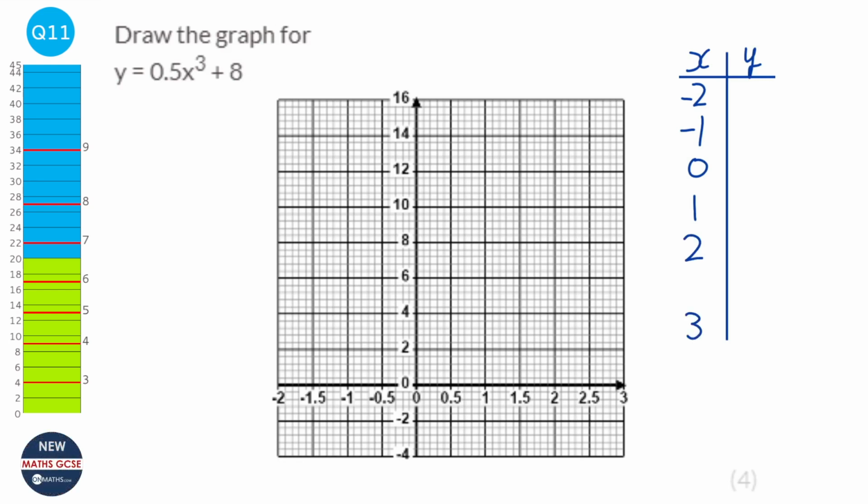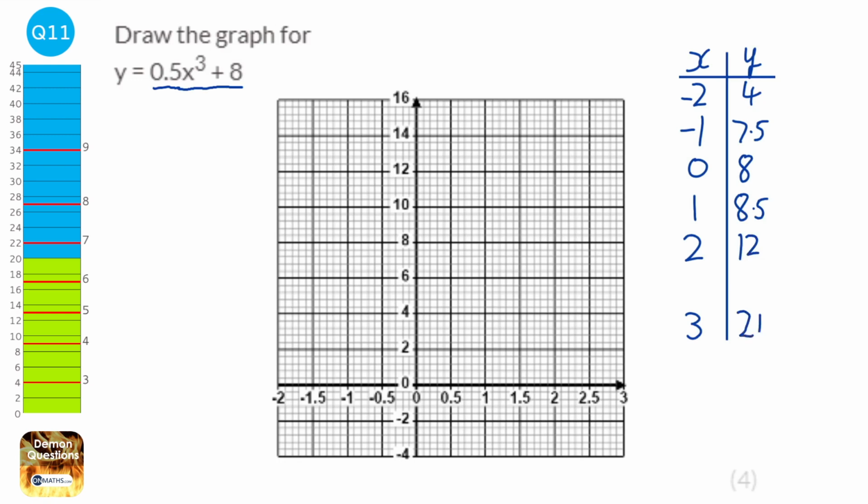So what I'm going to do is type these into a calculator. I'm going to type in 0.5 times brackets -2 close brackets cubed plus 8 into the calculator, and that gives me the answer of 4. I do the same with -1, that gives me 7.5. 0 gives me 8. 1 gives me 8.5. 2 will give me 12. 3 will give me 21.5.